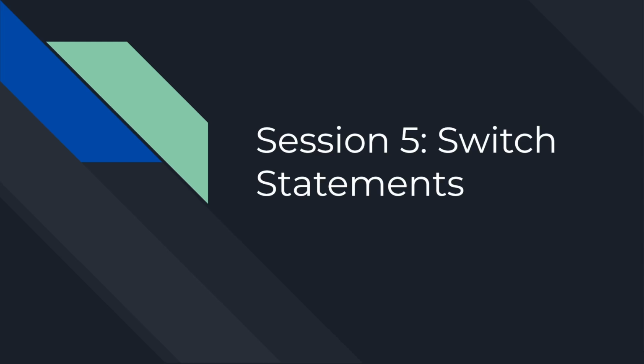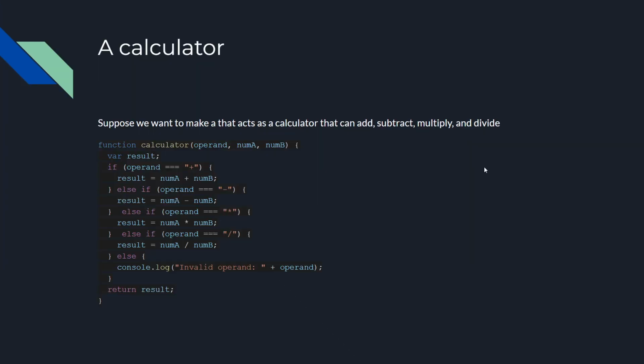So, switch statements. Today we'll talk about switch statements. Suppose you have a function that is a simple calculator. You're given an operand, and you have number A and number B. Depending on the operand, we'll have a simple calculator that only does plus, minus, multiply, or divide, and depending on that, you change the result.